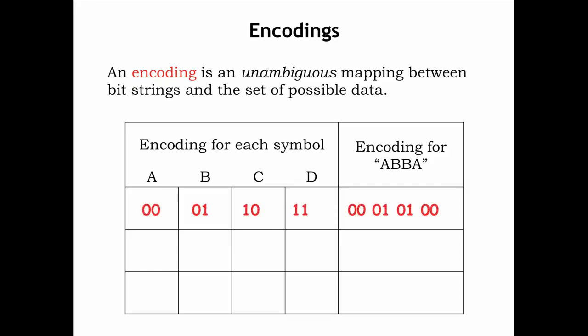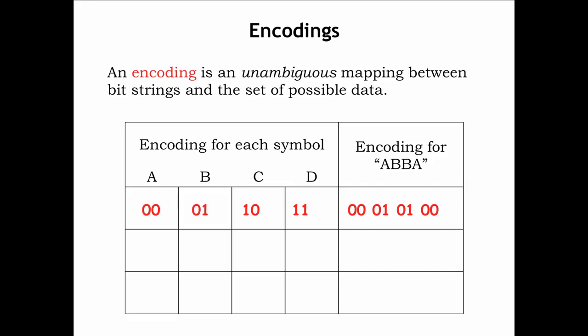A could be 00, B 01, C 10, and D 11. This would be called a fixed-length encoding, since the bit strings used to represent the symbols all have the same length. The encoding for the message ABBA would be 00, 01, 01, 00. And we can run the process backwards. Given a bit string and the encoding key, we can look up the next bits in the bit string, using the key to determine the symbol they represent. 00 would be decoded as A, 01 as B, and so on.